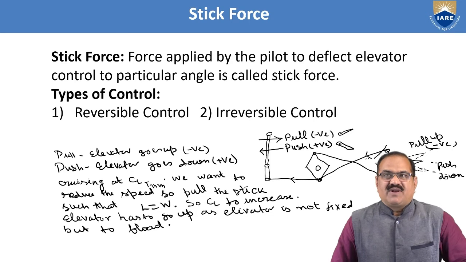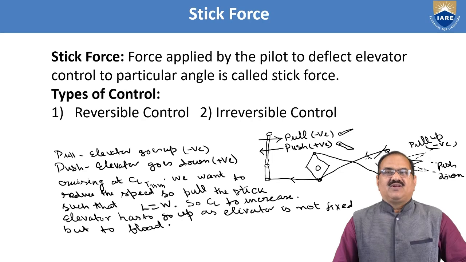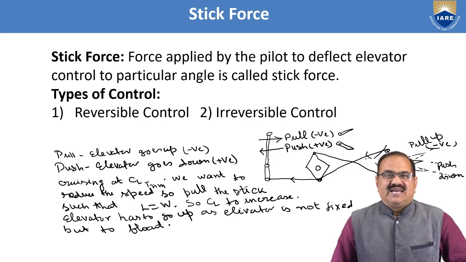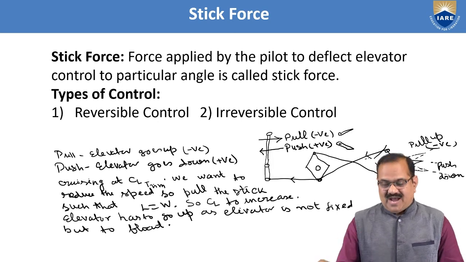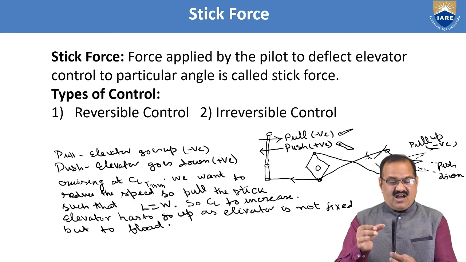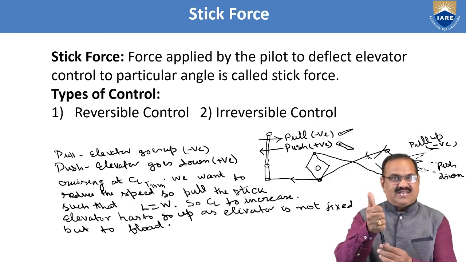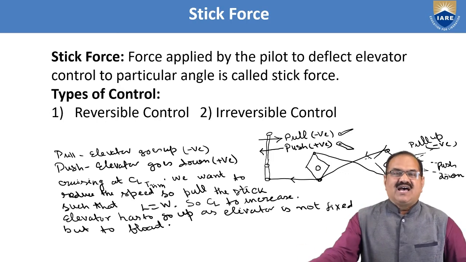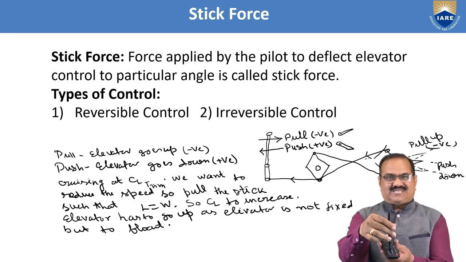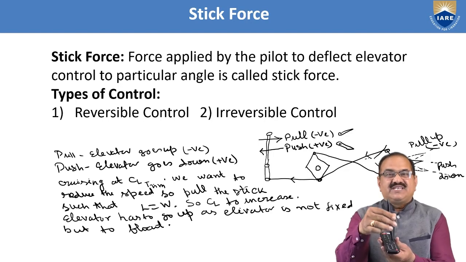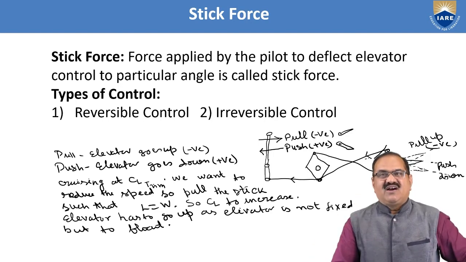Stick force applied by the pilot to deflect the elevator control to a particular angle is called the stick force. Means this is the force which is applied by the pilot. If you see in the cockpit, the pilot is holding the stick. That is called the control stick. So in the control stick, how much force is applied by the pilot, then we say that the stick force is applied. That is the meaning of stick force.